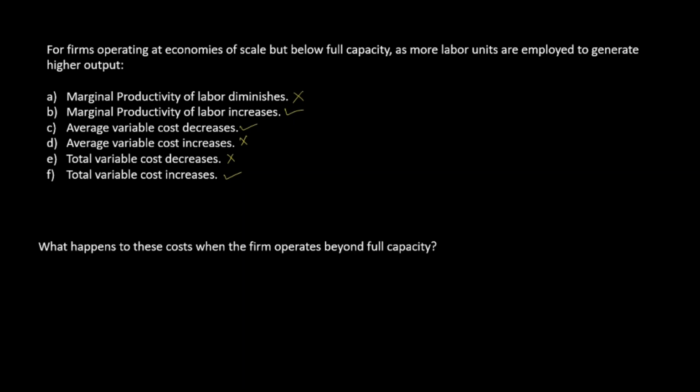Now, there's one more question here. What happens to these costs when the firm operates beyond full capacity? So, when it operates beyond full capacity, it operates under diseconomies of scale. So, in this case, option A, marginal productivity of labor diminishes. So, option A is correct. And then option D, average variable cost also increases. So, option D is correct. And finally, the total variable cost anyway increases. So here I have options A, D, and F.